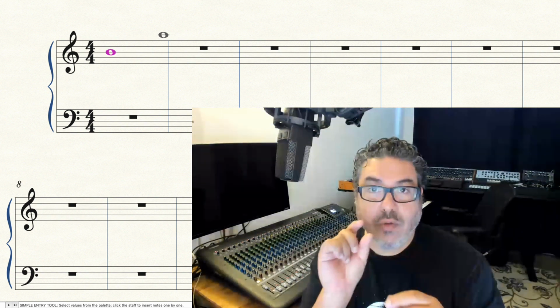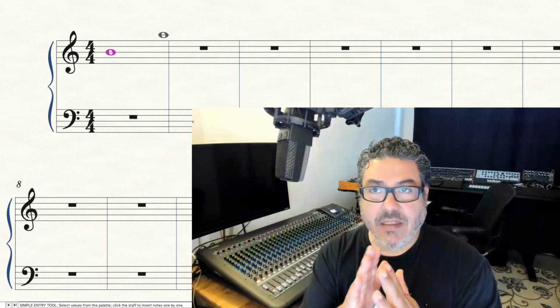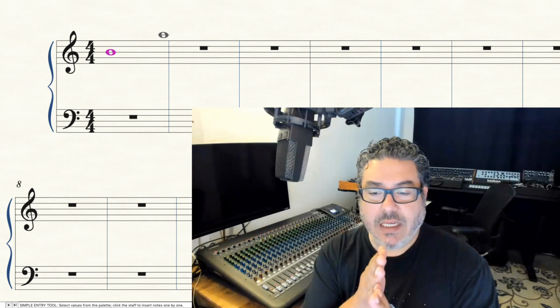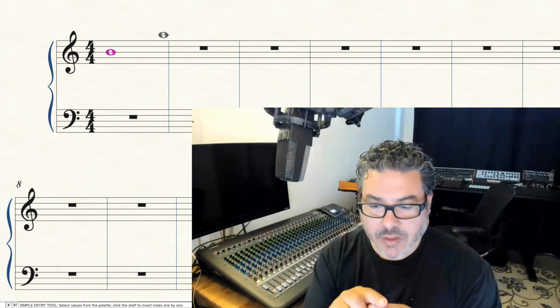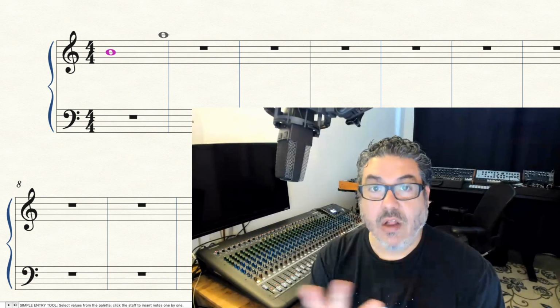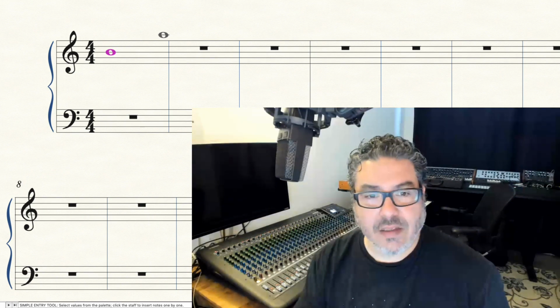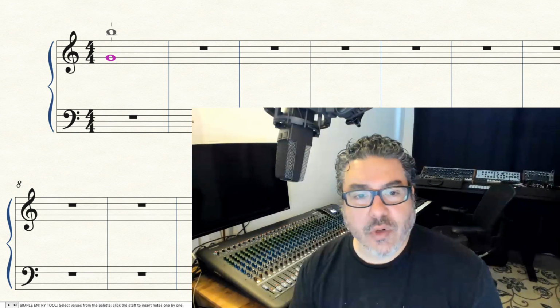But we can also do increments of half steps. So half steps are basically the connected notes on the piano. So from a white note to a black note is a half step. And I'll clarify that later. Okay, so let's look in our notation program here.